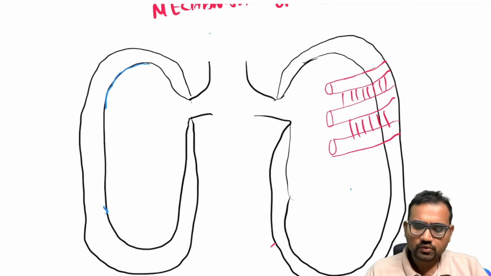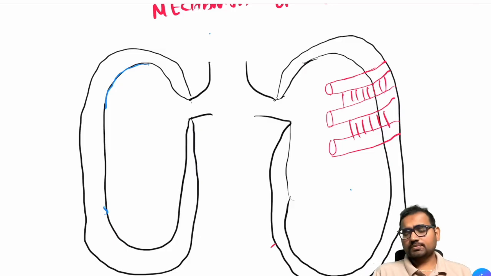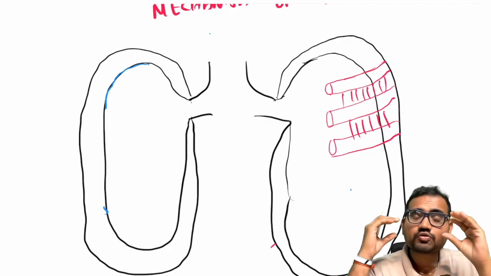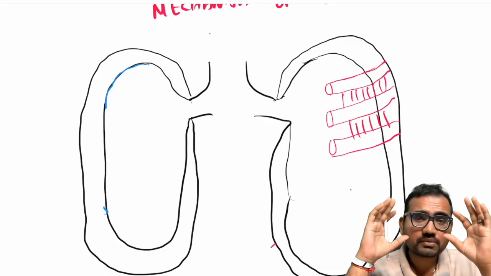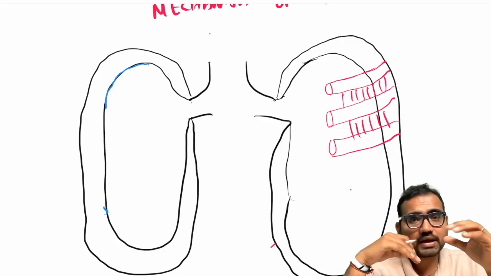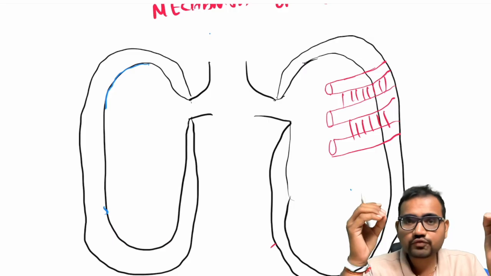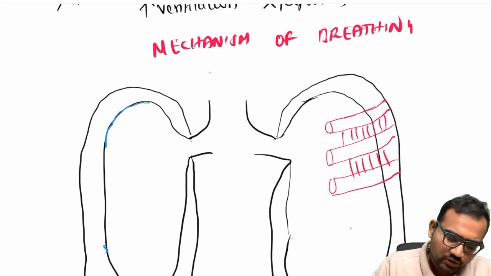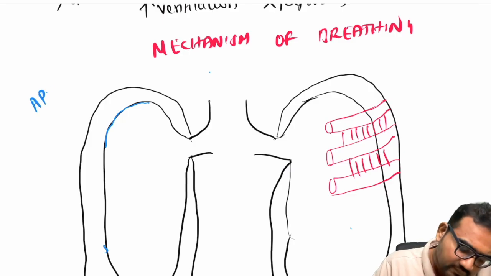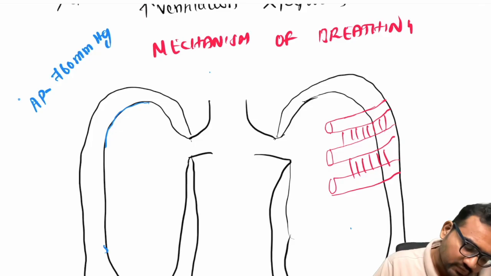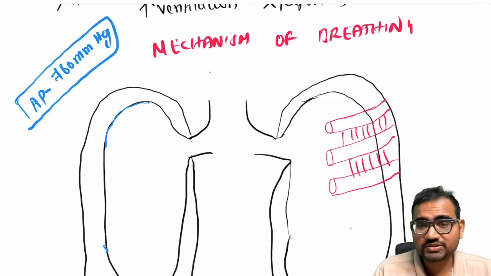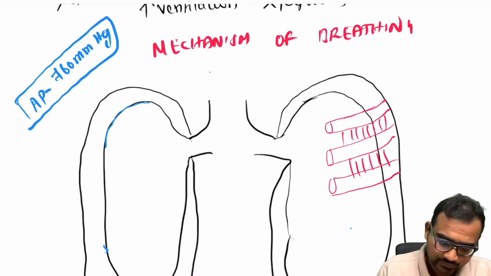Okay, now we all know a small concept called atmospheric pressure and intrapulmonary pressure. Whenever there is a decrease in the pressure, the air moves in. So air moves from higher pressure to lower pressure. There is something called atmospheric pressure, which is approximately 760 mmHg. Okay, and also there is some pressure in the lungs, which is the intrapulmonary pressure.